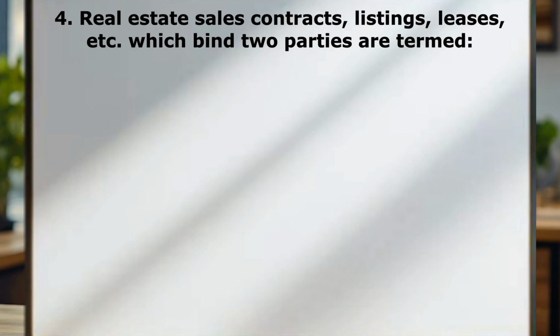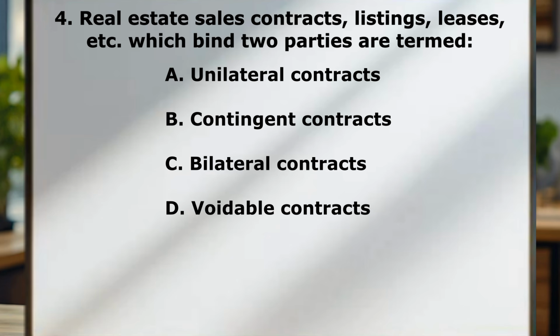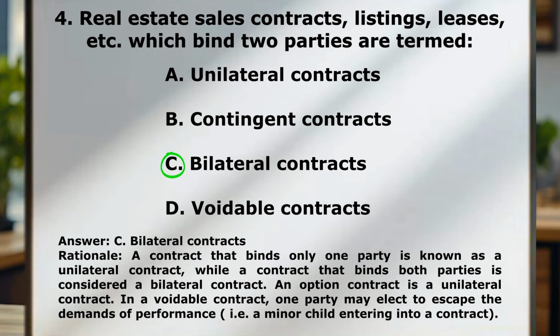Question number 4. Real estate sales contracts, listings, leases, and others which bind 2 parties are termed A, unilateral contracts. B, contingent contracts. C, bilateral contracts. D, voidable contracts. Now, the correct answer here is C, bilateral contracts. This question is a good example of if you just understand the definitions of the key words related to contracts, you're going to get some easy points on your test. So A, unilateral contracts, those only bind one party. Now, a bilateral contract has both parties bound. An example of a unilateral contract would be an option contract.